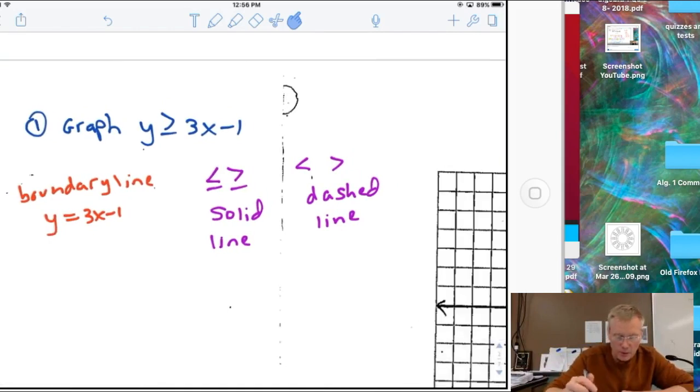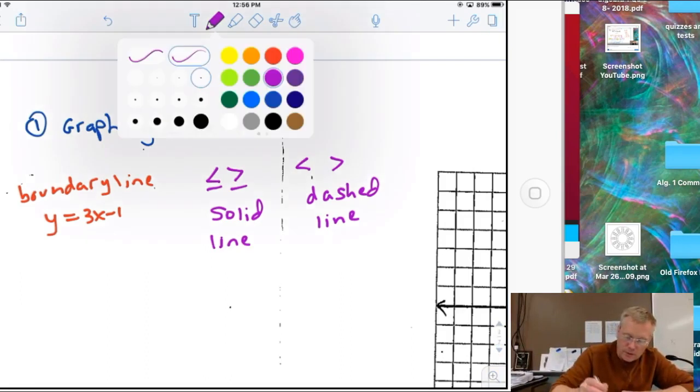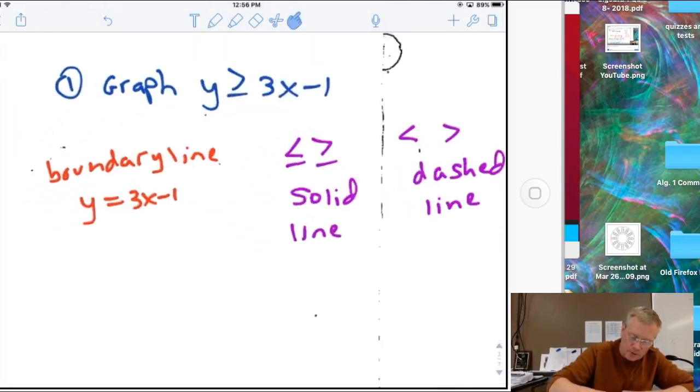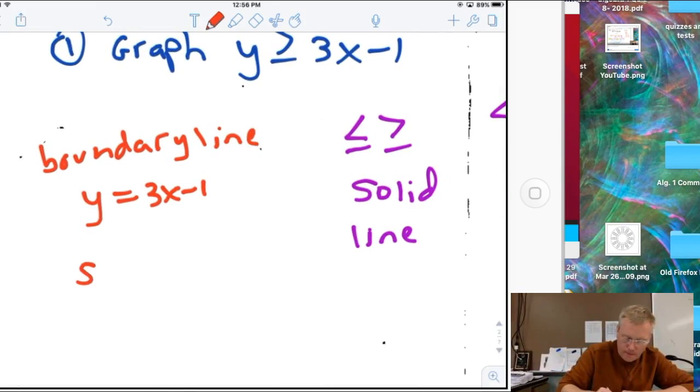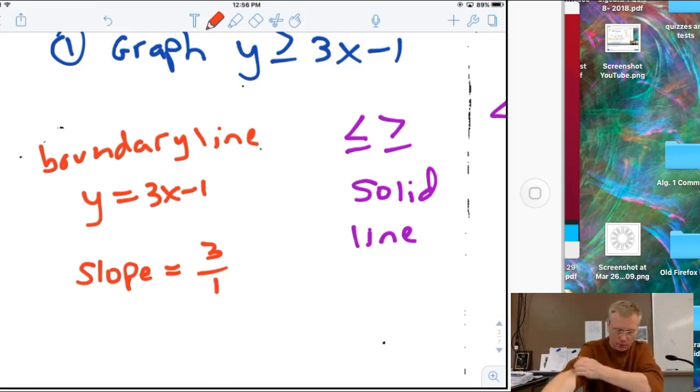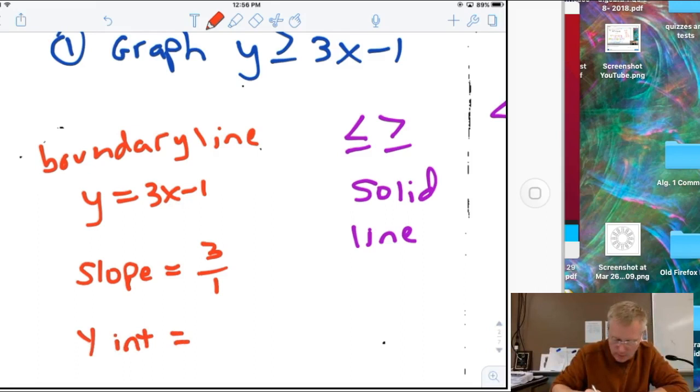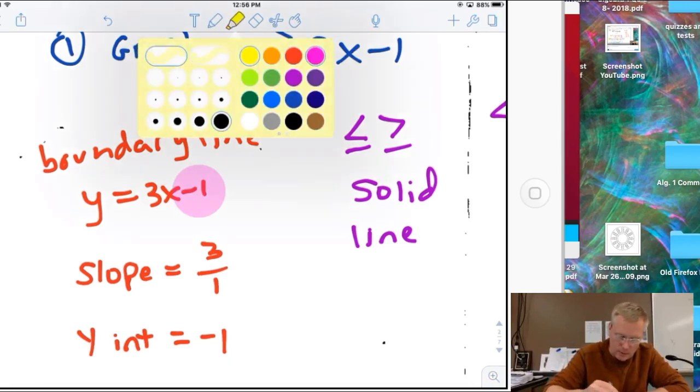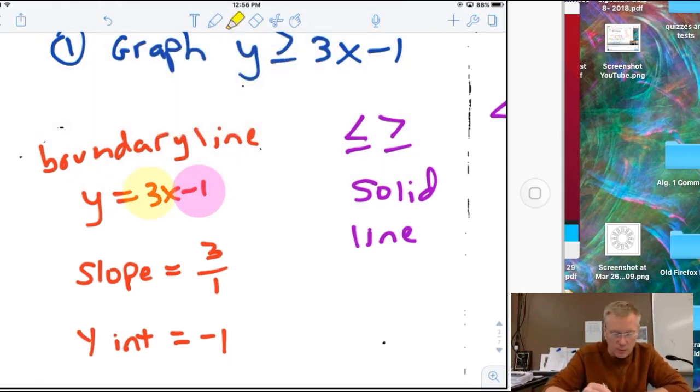So I'm going to graph the line y equals 3x minus 1. Quick reminder, this is like y equals mx plus b, which means the slope is 3 or 3 over 1. You can always make something into a fraction by putting it over 1. The y-intercept is negative 1. That's the y-intercept, and 3 is the slope. So that's where I got those numbers.